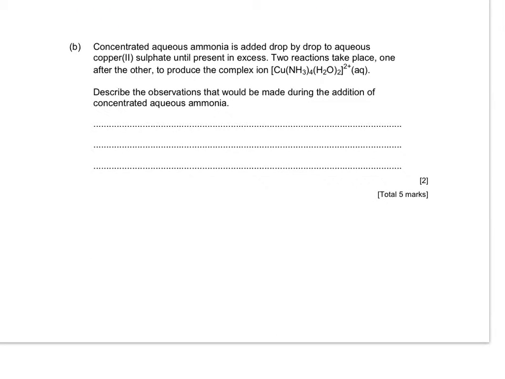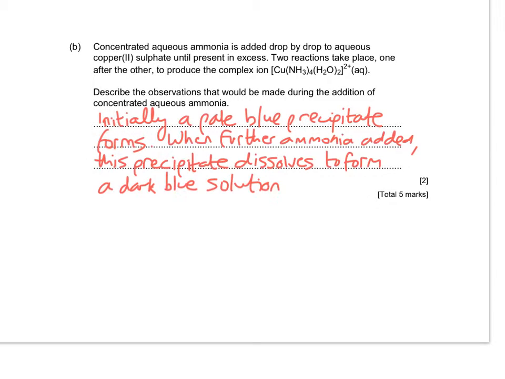Next one says concentrated aqueous ammonia is added drop by drop to aqueous copper 2 sulfate until present in excess. It says two reactions take place, one after the other, which we've looked at earlier, to produce the complex ion [Cu(NH3)4(H2O)2]2+. All they want from us is the observations. They're not looking for equations. So the first thing we say is that a pale blue precipitate forms. You don't have to say what the identity of the precipitate is or suggest an equation for it. They just want the observations.